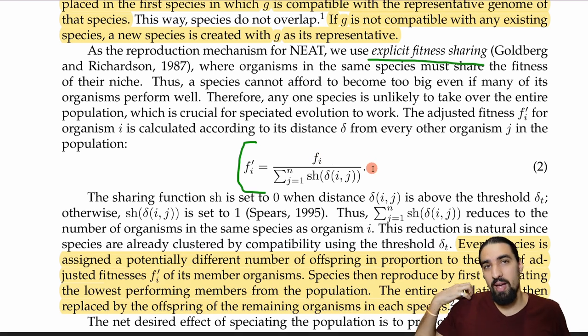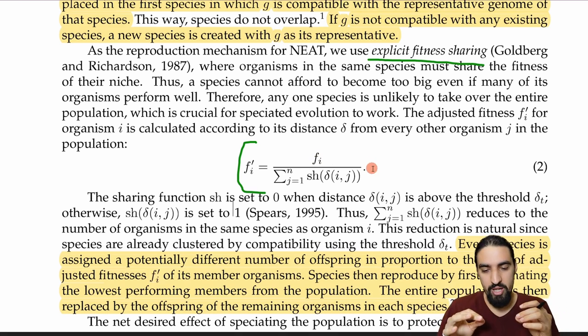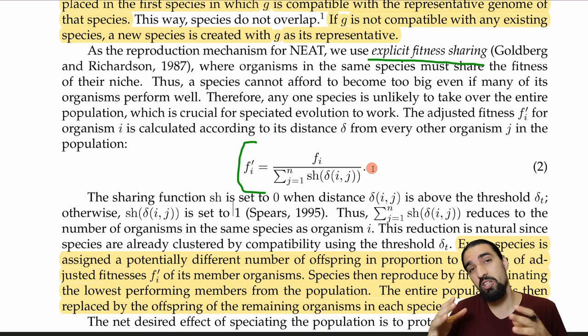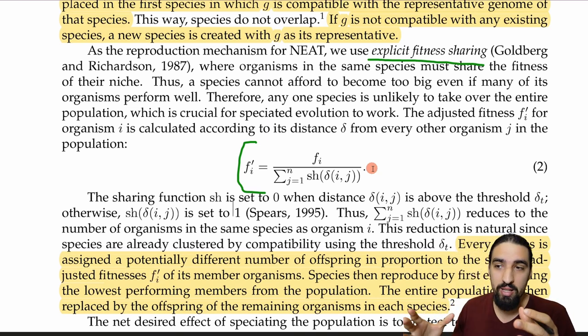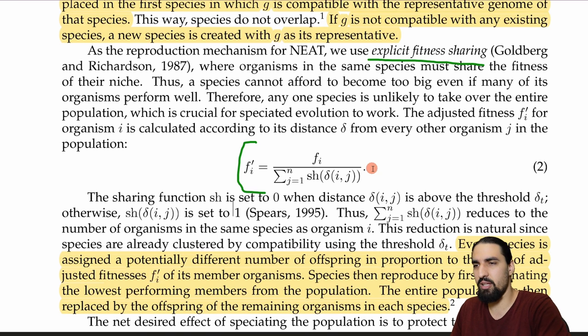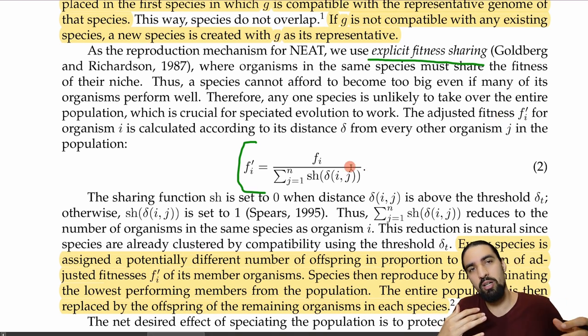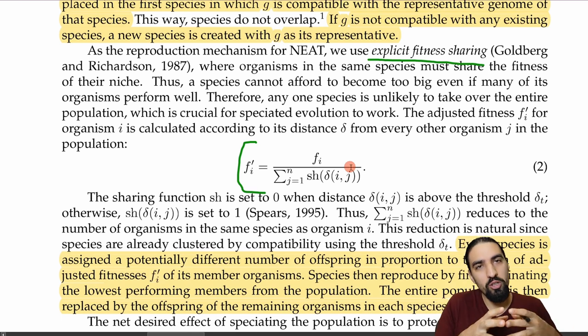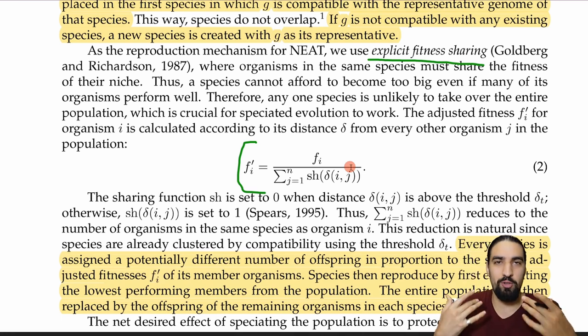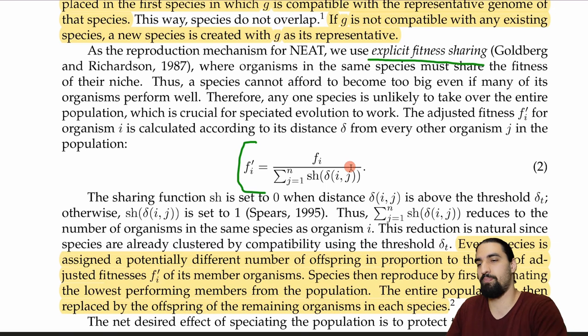Because of that, even if you have very, very fit individuals, if the species it belongs to is very big, this adjusted fitness is going to be lower. That means some other less fit individuals from smaller subpopulations have the chance of surviving to the next generation.